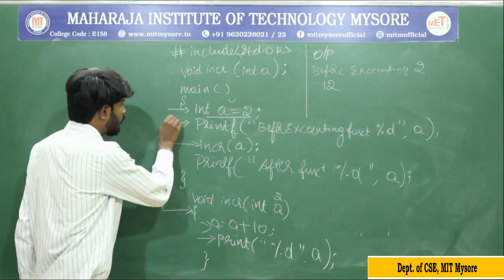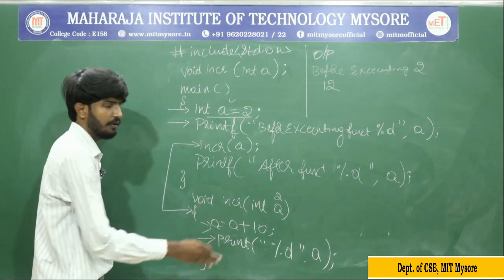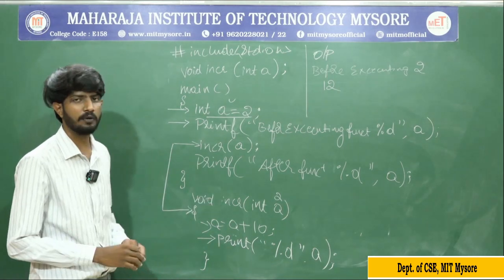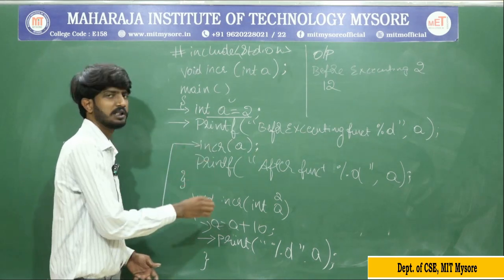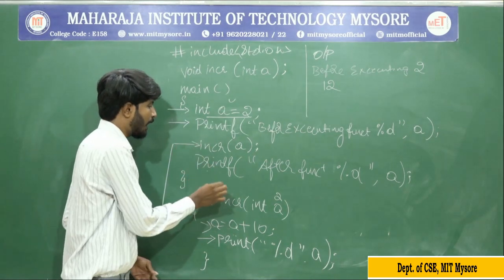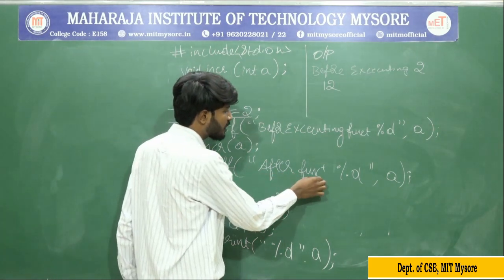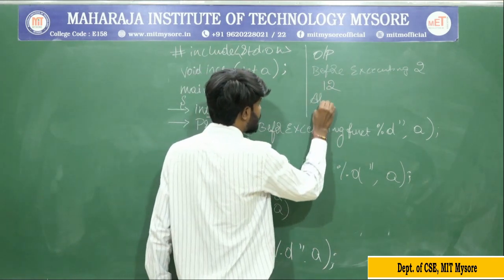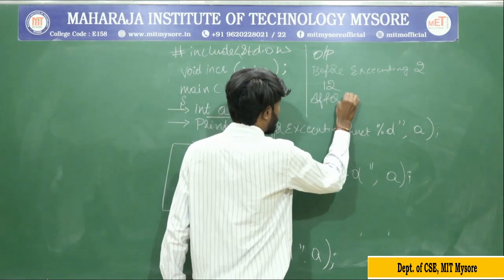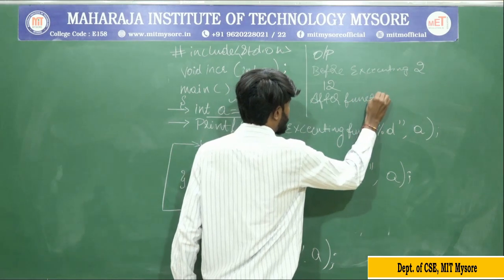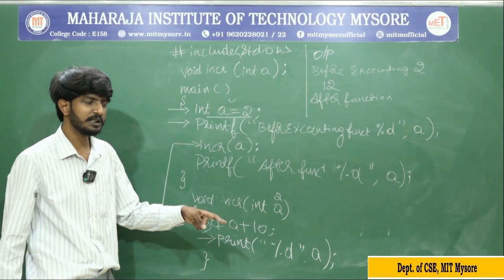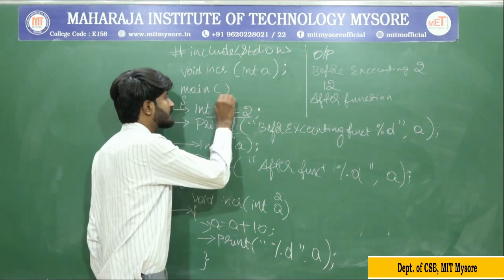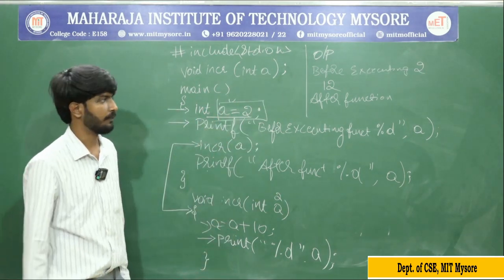After the function execution has ended, it will go back to the same function, to the next line. After that, printf after function: the value of a will not be changed, it is 2 only.